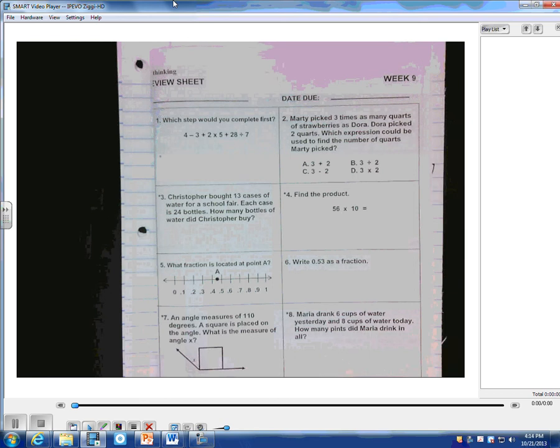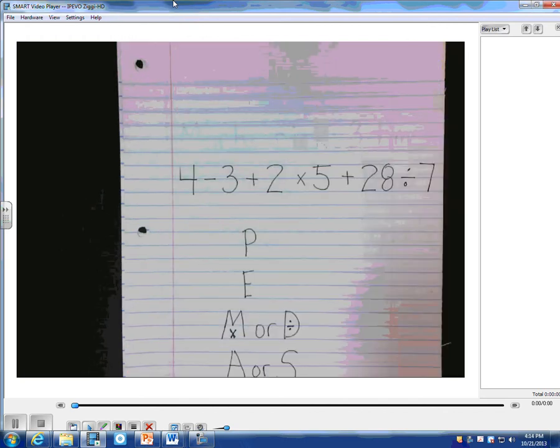All right. So let's look at number 1. It says, which step would you complete first? And it gives you a problem: 4 minus 3 plus 2 times 5 plus 28 divide by 7. So they give you a long problem here. They're asking you, which step would you complete first? So if we're looking at this problem, what would you complete first? So let's look at it here.